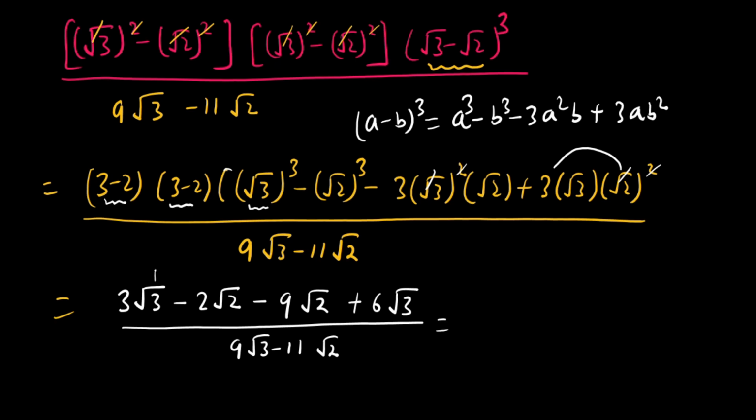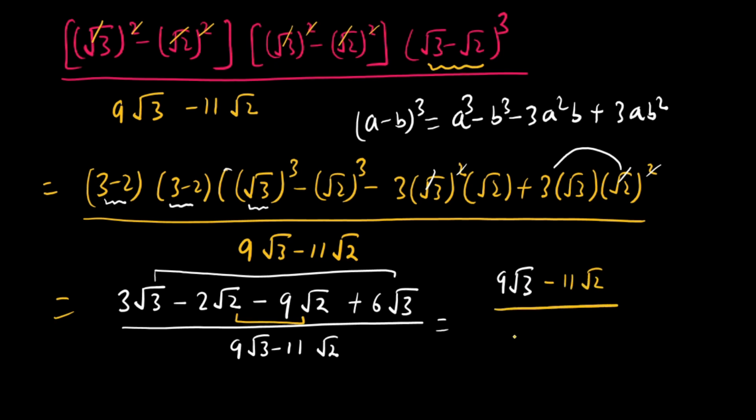Here 3 times square root of 3 plus 6 times square root of 3, that is 9 times square root of 3, minus 2 times square root of 2 minus 9 times square root of 2, that is minus 11 times square root of 2, and in the denominator we have 9 times square root of 3 minus 11 times square root of 2. This whole expression is cancelled out by this, then we get 1. So the value of this expression is 1.